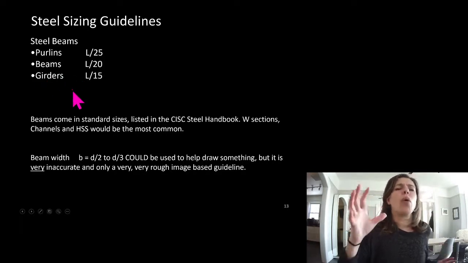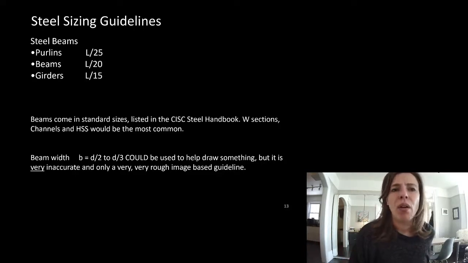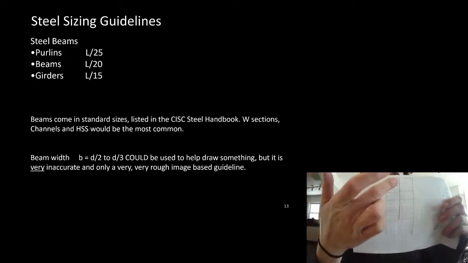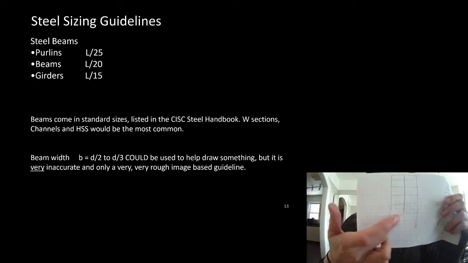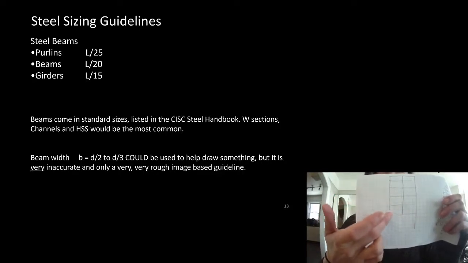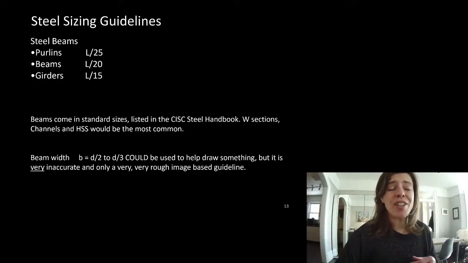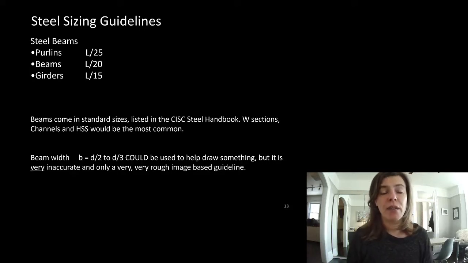A girder is the workhorse. A girder is the thing that is doing above and beyond the normal call of duty of a beam. If we look at our building that has that big transfer column in here, look at that. That is definitely going to be a girder because it is picking up that massive point load. That's not just picking up some purlins, which are picking up the deck. It is doing something extraordinary. And so that's when we use the sizing guideline of a girder.